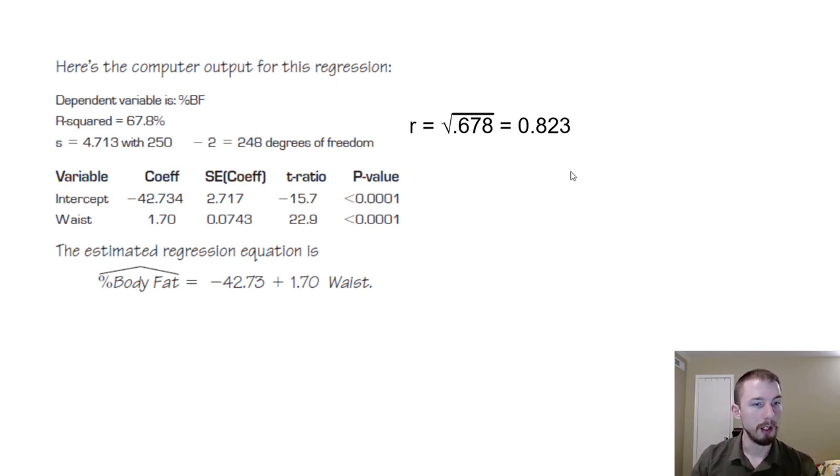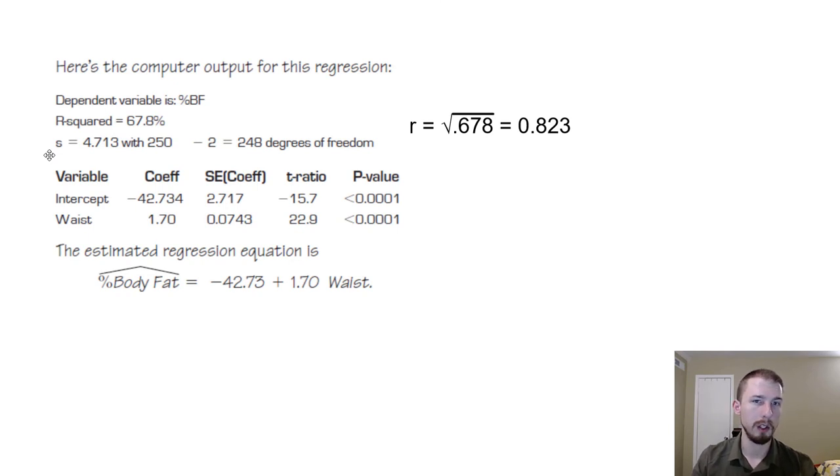So the R squared, the coefficient of determination, tells us that 67.8% of the variation in the response variable can be accounted for by the variation in the explanatory variable by the model. Okay, the next thing that we have is denoted as S.